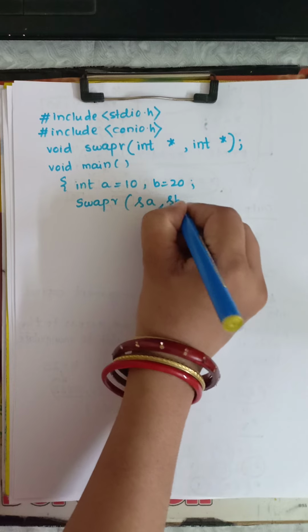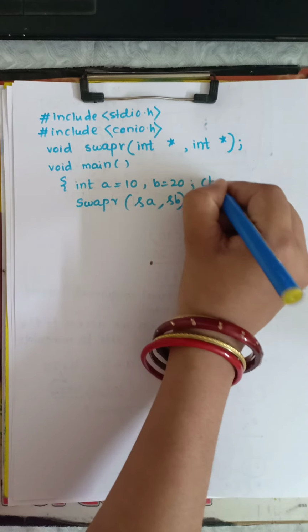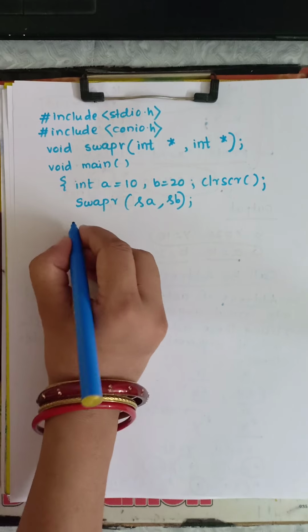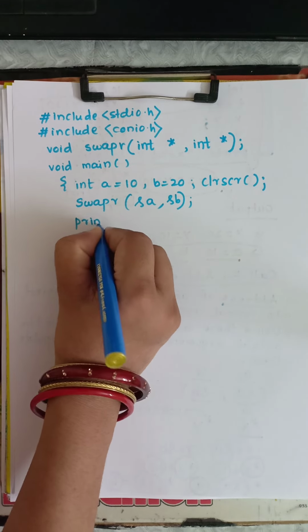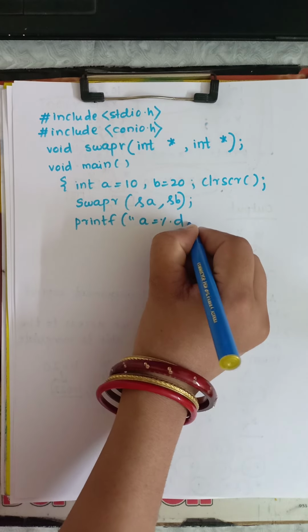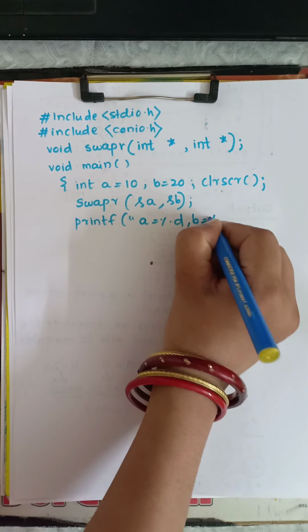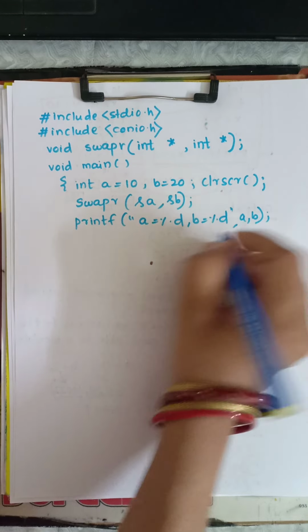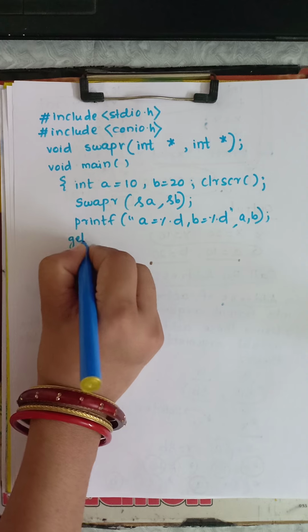Here we pass the address, and after the declaration of the variables I write clear screen. Then I write printf a equals %d, b equals %d, a, b. Okay, and now getch.